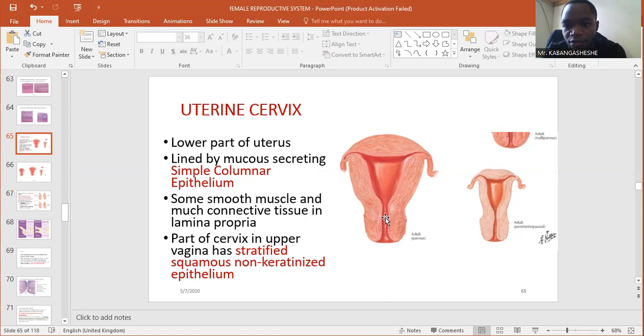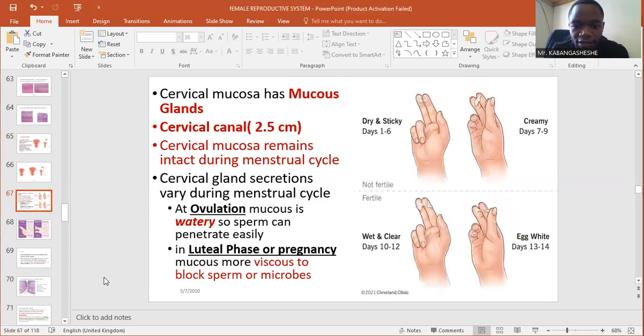That mucus is only lost when labor contractions begin. That's when the mucus will detach, and then you say the waters have been broken. Okay. So that is essential and worth noting. The function of the Nabothian glands in the cervix.